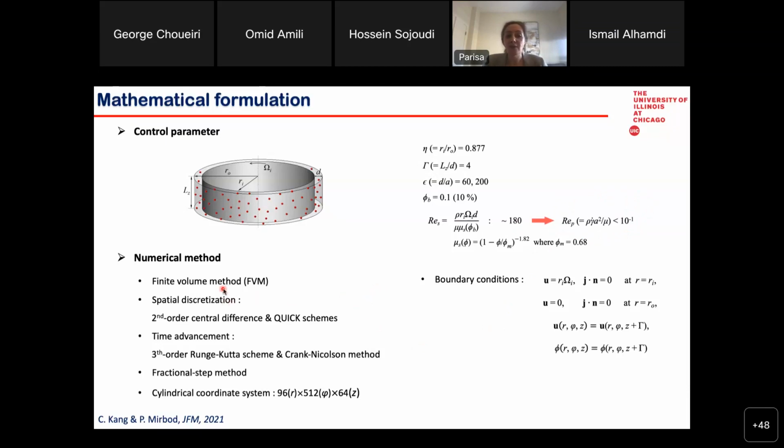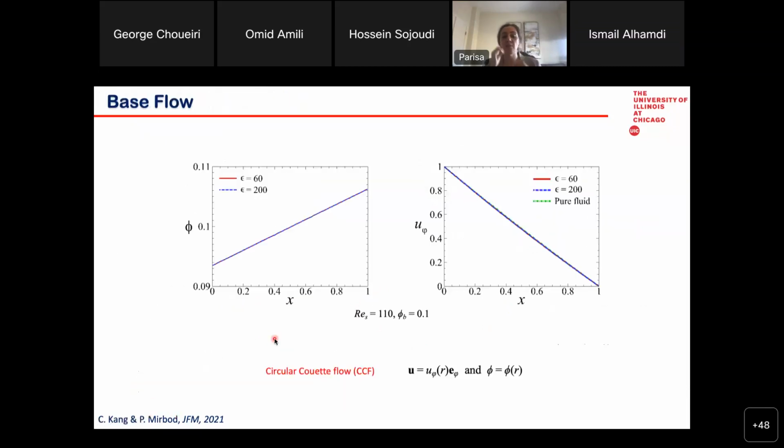We use the finite volume method, and here is some of the information for the numerical simulation. And here you could see some of those analyses. What is interesting for any kind of instability problems, that I'm sure George is very well aware of, is to first analyze the base state and then apply the perturbation to the system.